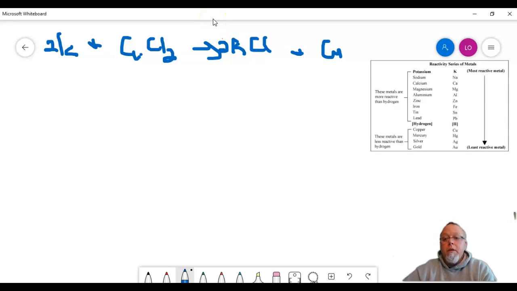What we need to do is look at the activity or reactivity of the metals. We have copper right here, and we have potassium. Is potassium higher on the list? Potassium is way up here, most reactive, so it is going to replace copper, and copper will precipitate out, and we're left with potassium chloride and copper. That is all that the metal reactivity series is. If it's higher on the list, it will react.